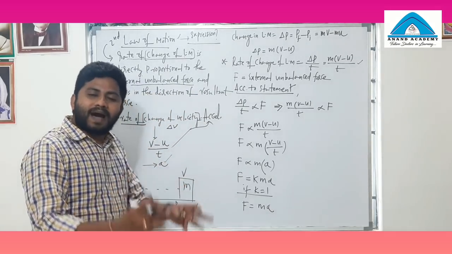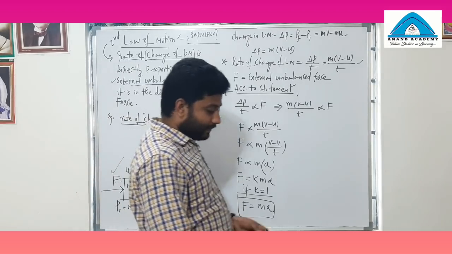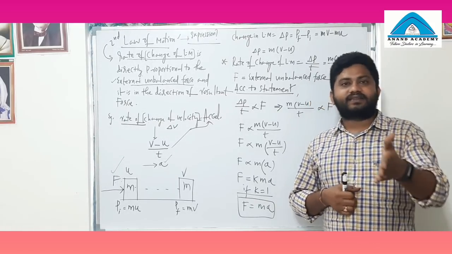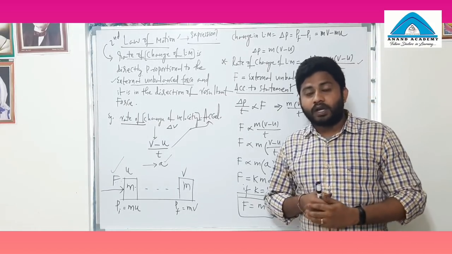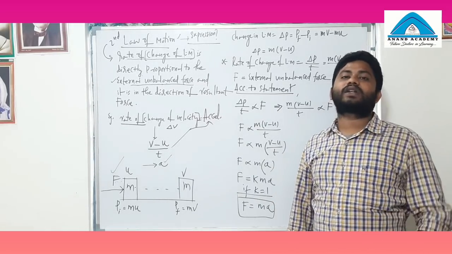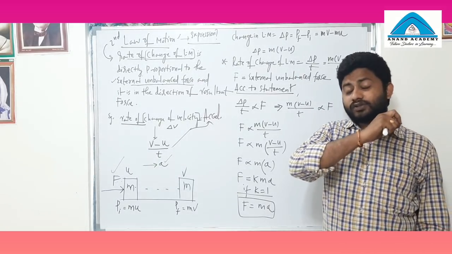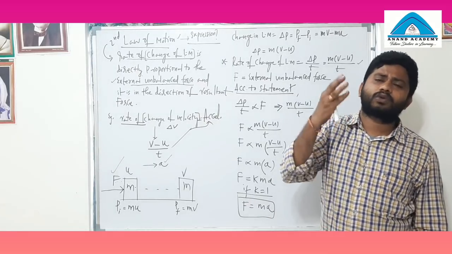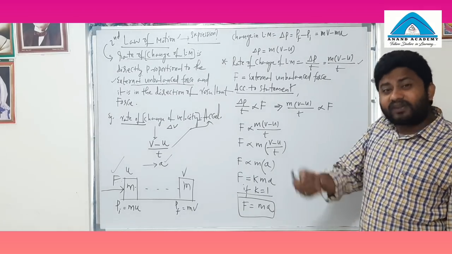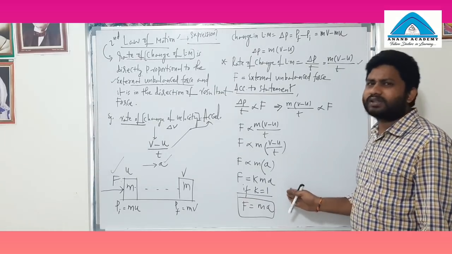F is equal to what? Mass into acceleration. Look at this interesting relation: F is equal to MA. If I ask students who have just finished their 10th or even 12th standard what Newton's second law of motion is, 99% of them will tell me F is equal to MA. But F is equal to MA is not at all the statement of Newton's second law of motion. It is the expression we have got from the statement of the second law. It's a final expression, not the second law itself.